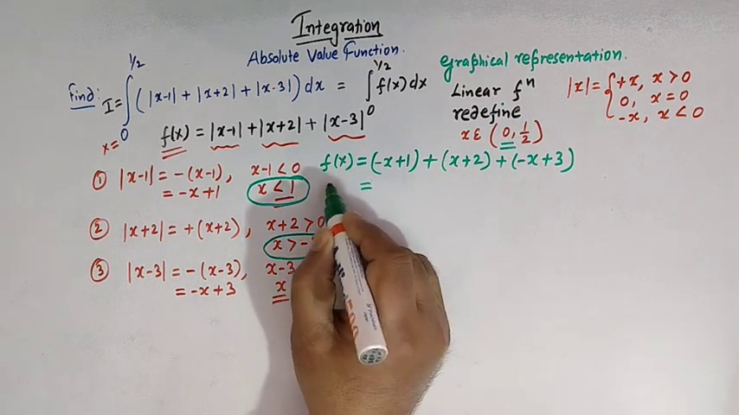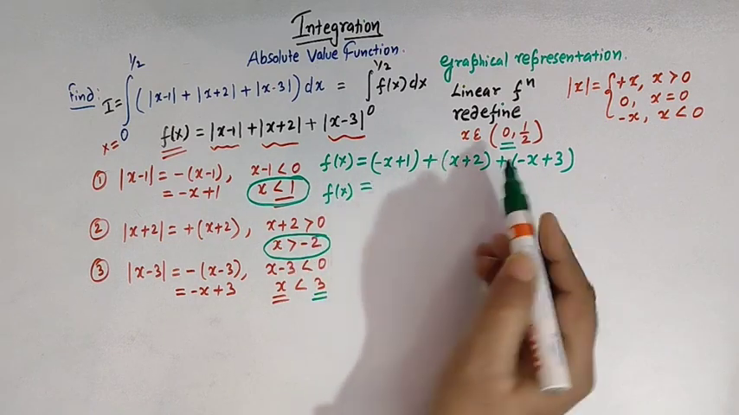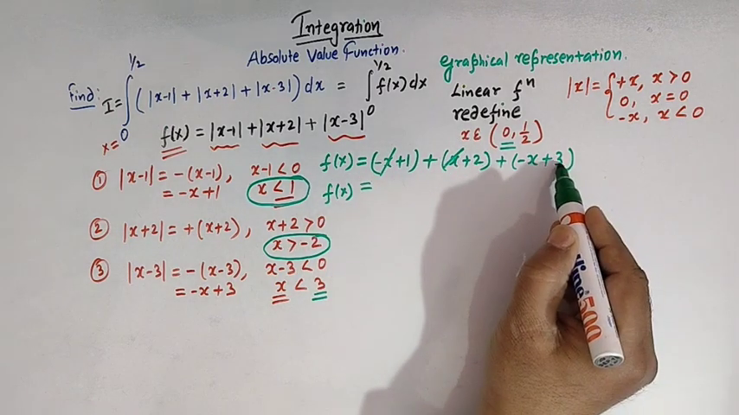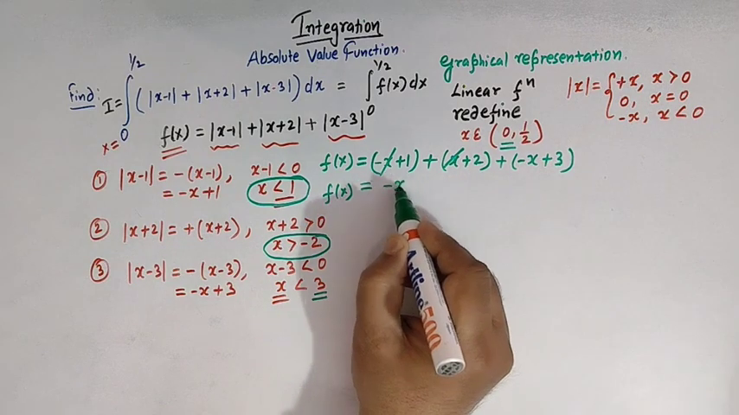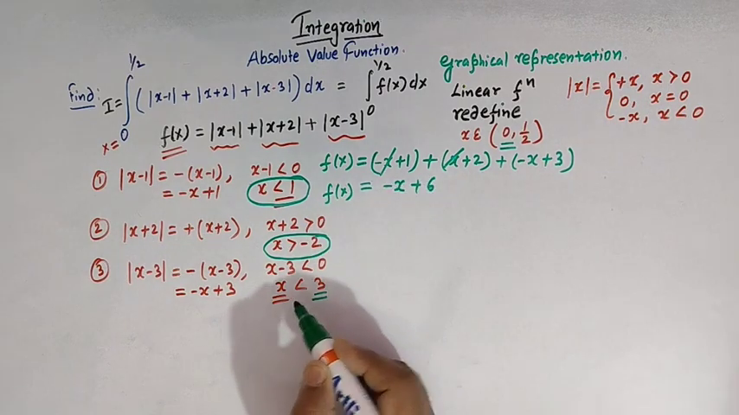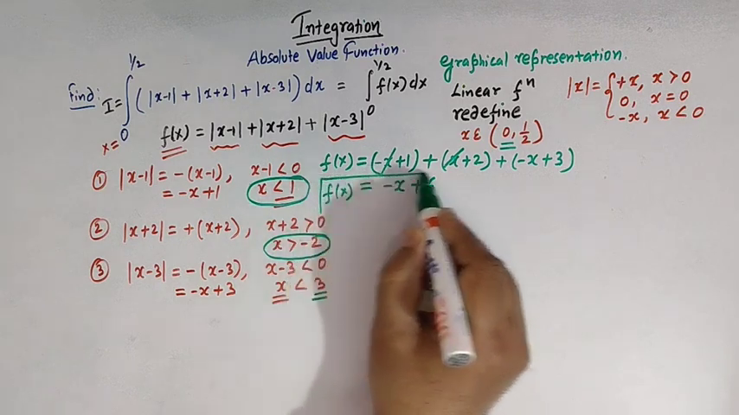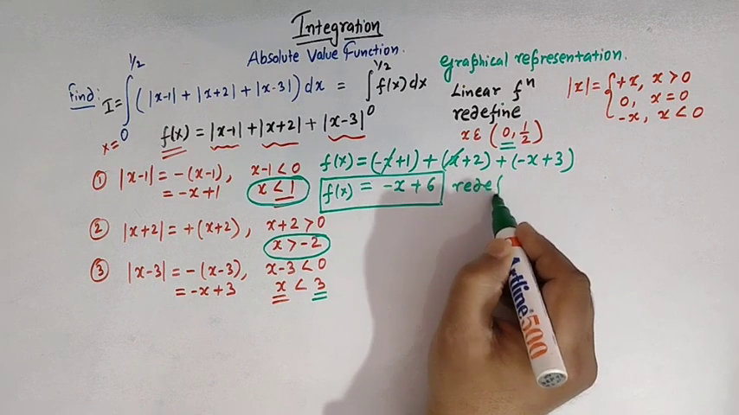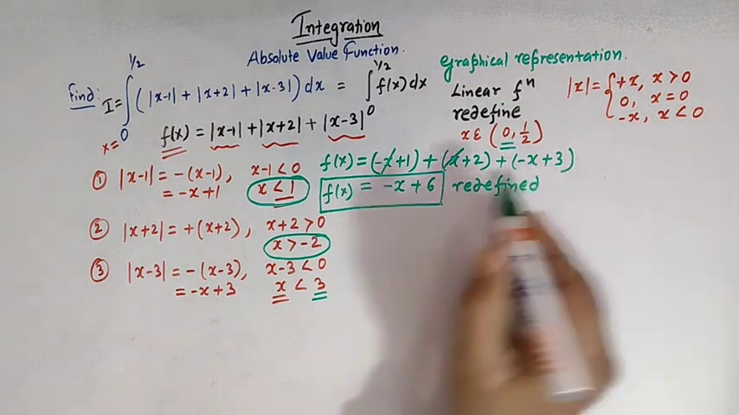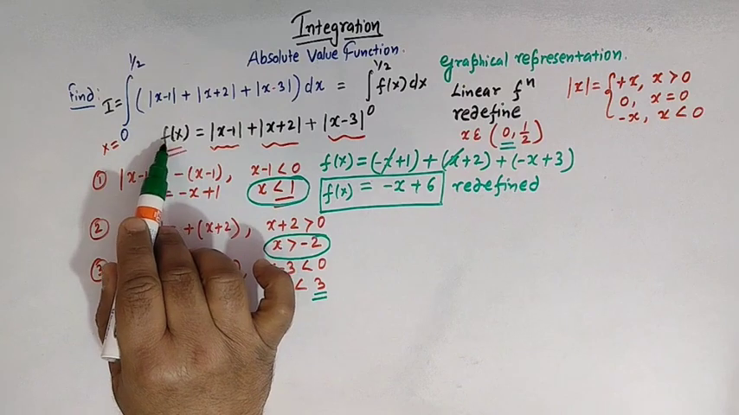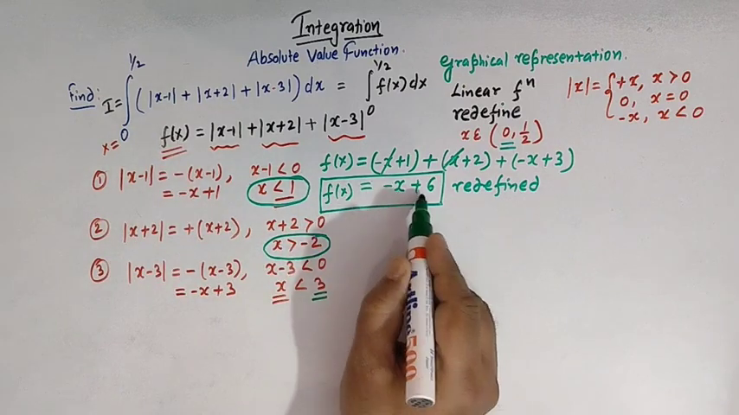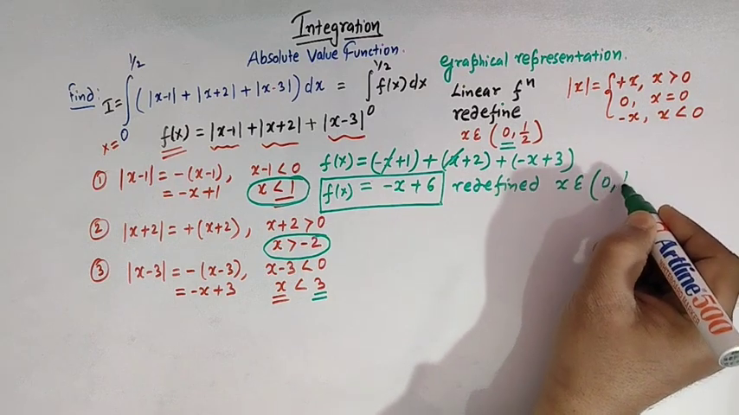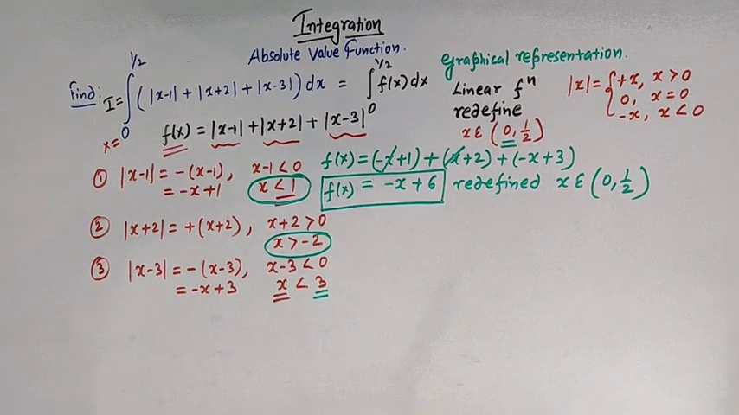So now we can simplify this expression. We have this x and this x get cancelled, so 2 plus 1 is 3, 3 plus 3 is 6, so we have minus x plus 6, right? So now we have obtained this redefined form of the function f of x, right? So now f of x is minus x plus 6 in the interval when x belongs to 0 to half, right?